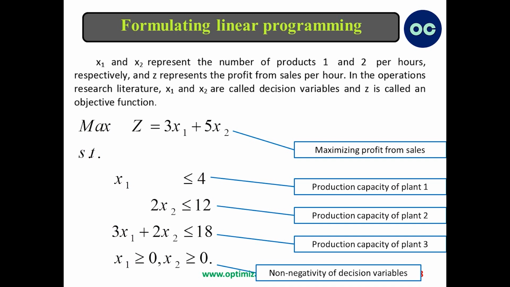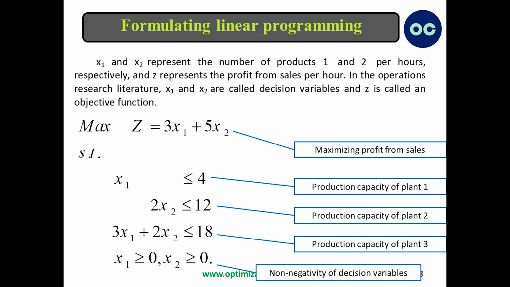To produce 1 unit of product 1, we need 1 unit of plant 1, which has a capacity of 4 units per hour. This constraint is expressed as x1 less than or equal to 4. Similarly, for plant 2, the limit for product 2 is 2x2 less than or equal to 12. Both products use plant 3 capacity, which is shown as 3x1 plus 2x2 less than or equal to 18.